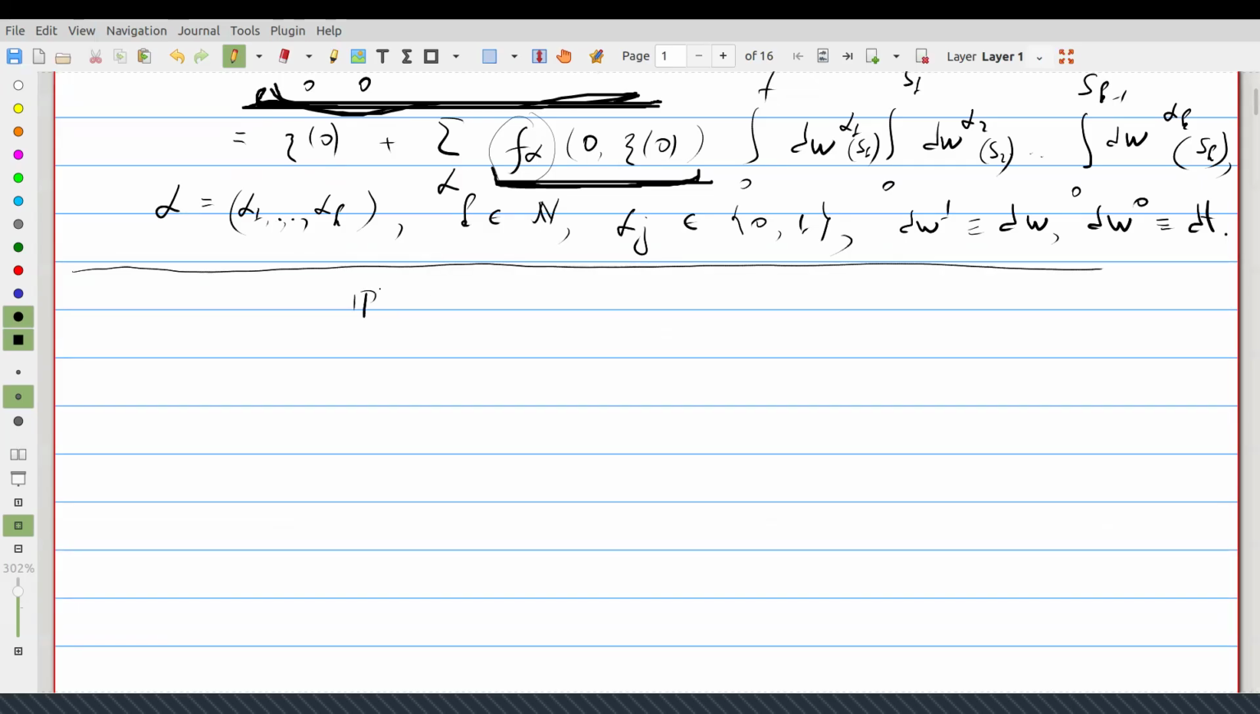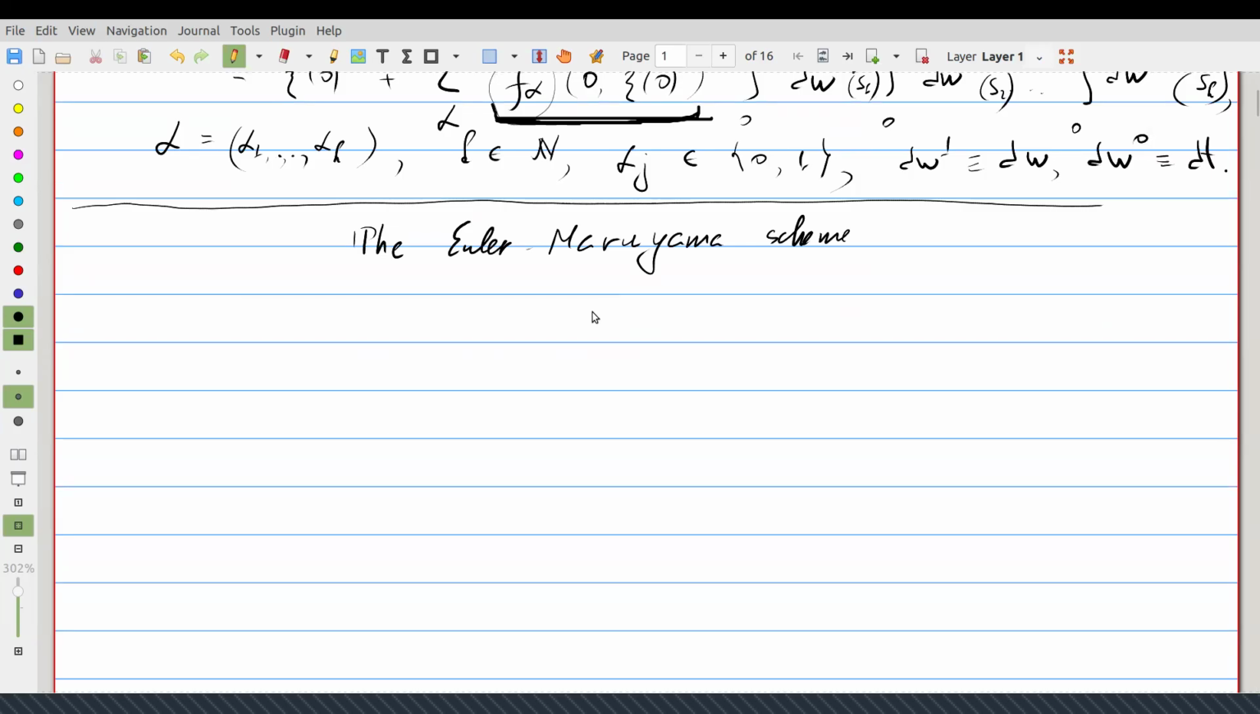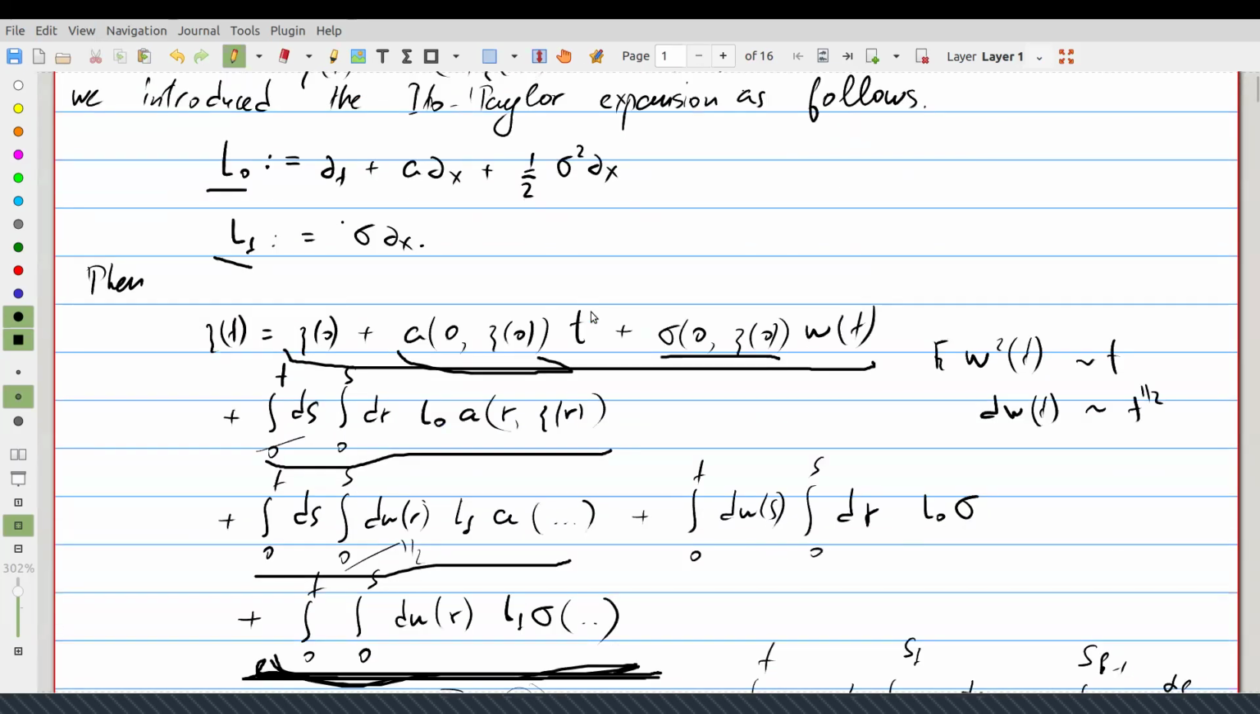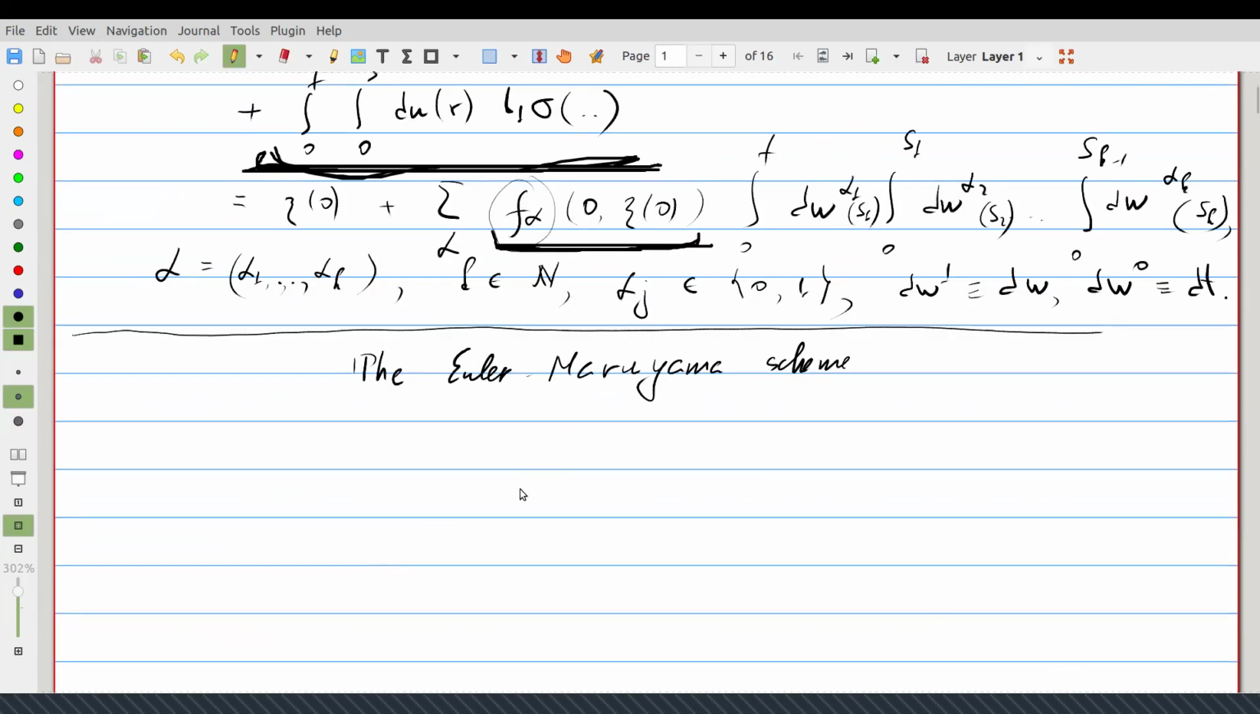So let's recall and investigate the Euler-Maruyama scheme. I will write EM, but not as expectation. It's not the EM algorithm, but the EM scheme. So we just use the linear part of this decomposition, of this expansion, to define our scheme.